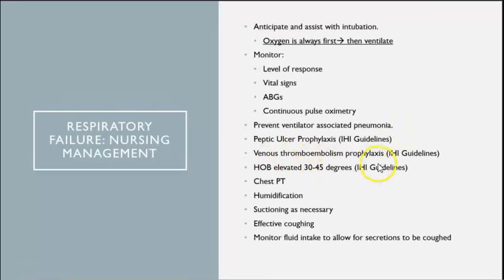Venous thromboembolism prophylaxis. If they're on a ventilator, they're probably sedated a little bit, so they're not going to be moving. Head of the bed elevated 30 to 45 degrees. Chest physiotherapy, where we're shaking them up a little bit, to loosen up that mucus. Humidification, adding some moisture to it, so it helps with breaking up that mucus. Suction as necessary, don't over suction though. Have effective coughing, and monitor fluid intake to allow for secretions to be coughed up.